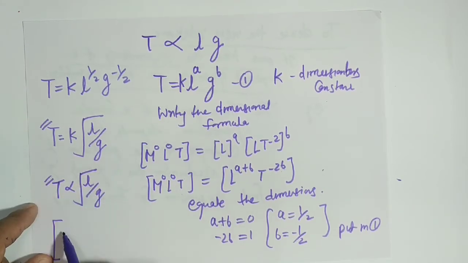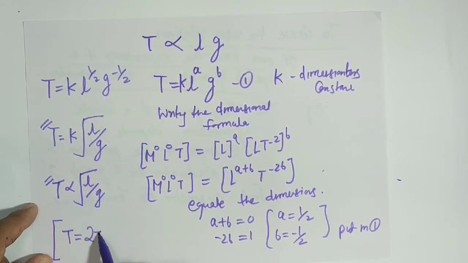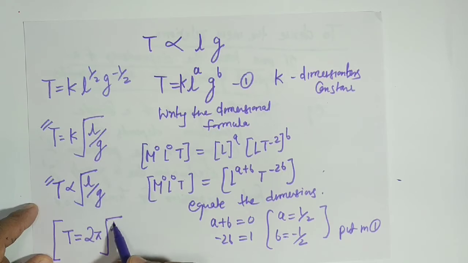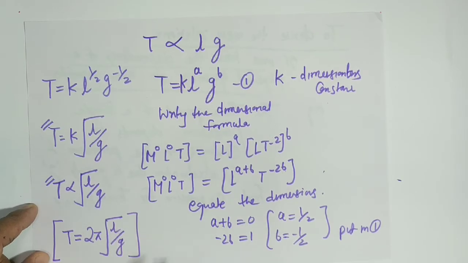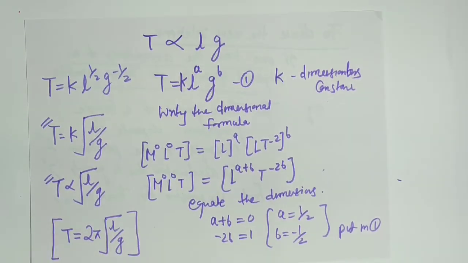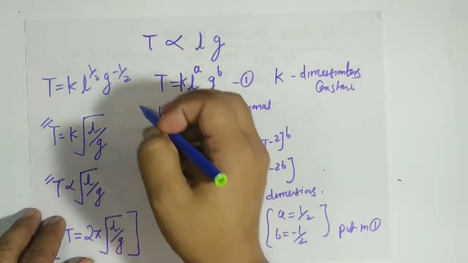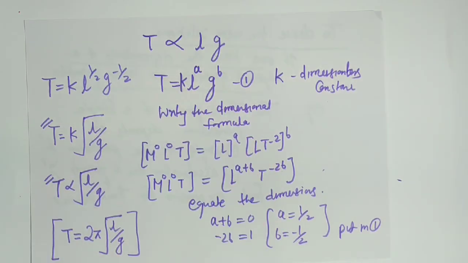And I think all of you know what the time period of a simple pendulum is: 2 pi root L by G. 2 pi is a constant. So we just have to check the expression of the dimension, how we calculate it.